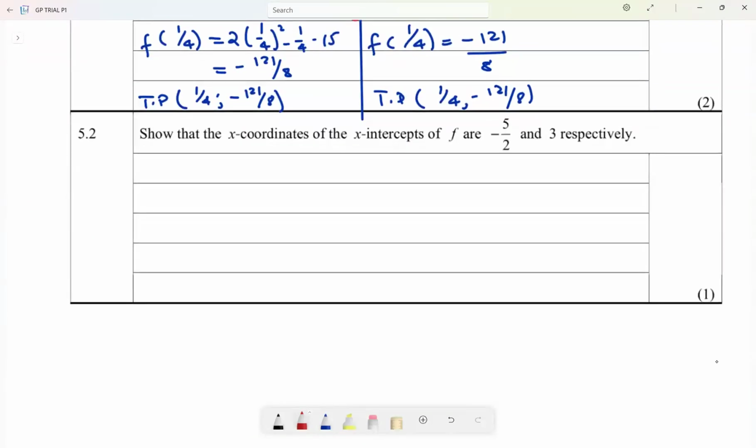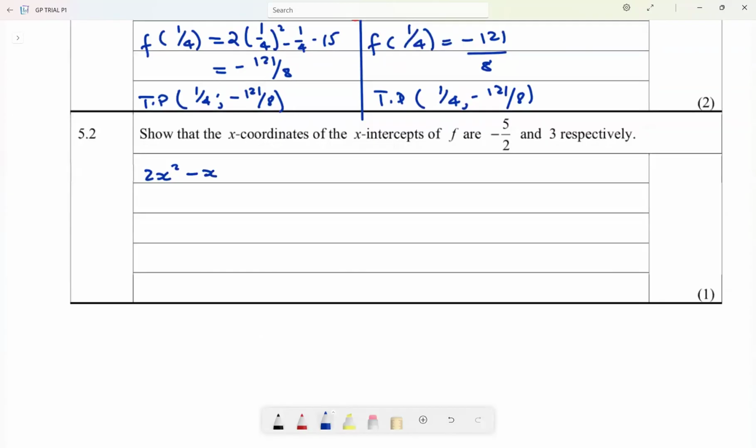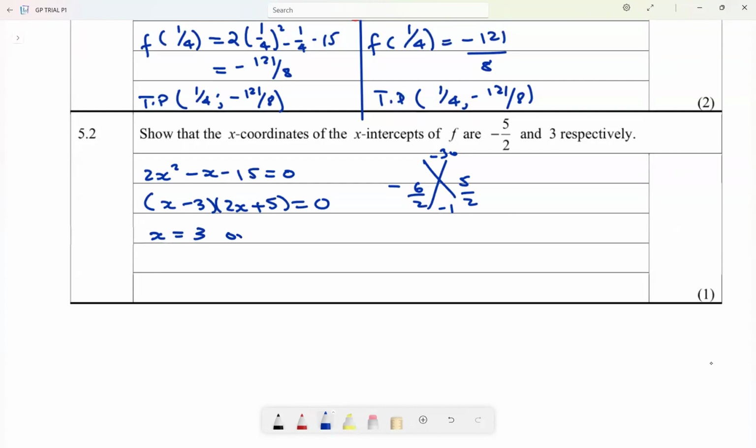Show that the x-coordinates of the x-intercepts are this and this. They just don't want to give us marks. So remember, for x-intercept, you let y equal to 0. So 2x squared minus x minus 15. Then factors of, that gives me negative 10 and 9 such that when I subtract them, I get 1. Then divide by 2, divide by 2. So I'm going to have x minus 3, and then 2x plus 5, it is equal to 0. Okay, and then x is equal to 3, or x is equal to negative 5 divided by 2.